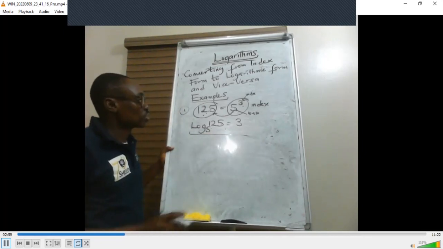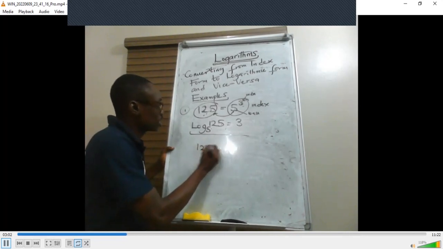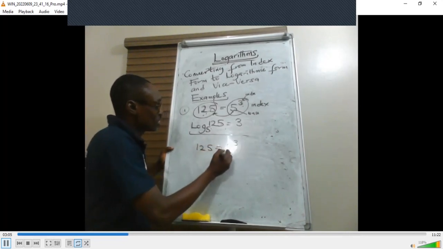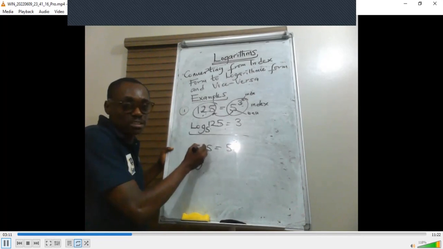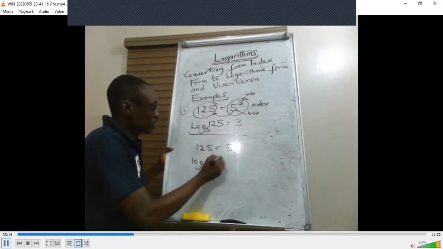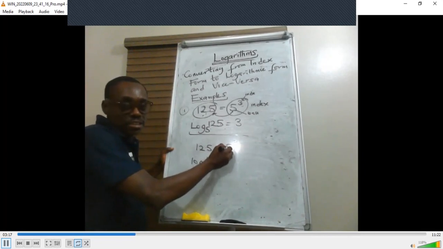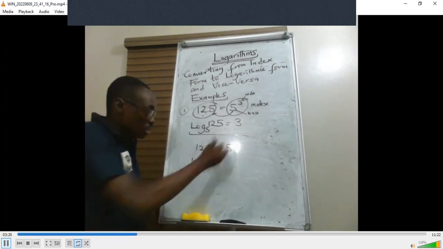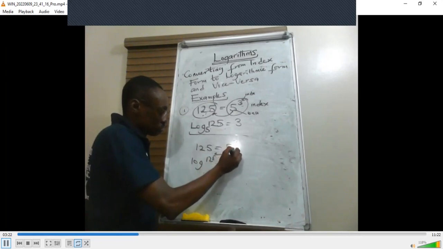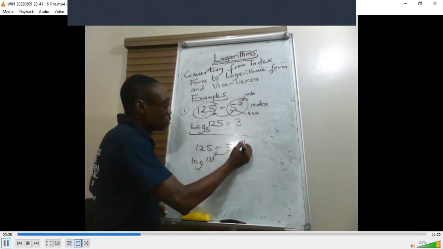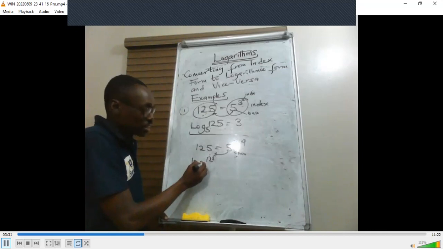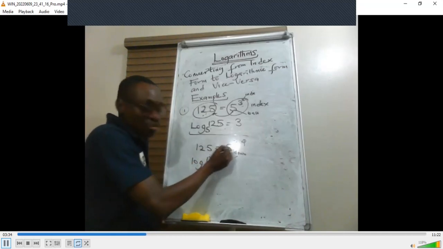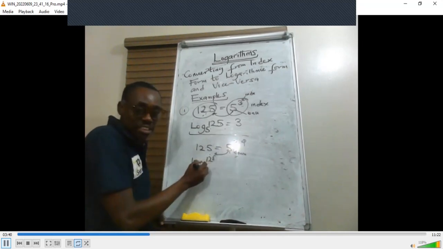Okay. So let me just quickly do it again. You put your log to the side that has a single term. This is a single term, 125. Next, you bring the base. This is down, this is up. What is down will come over here and become the base here. The base in the index form will also be the base in the logarithmic form.